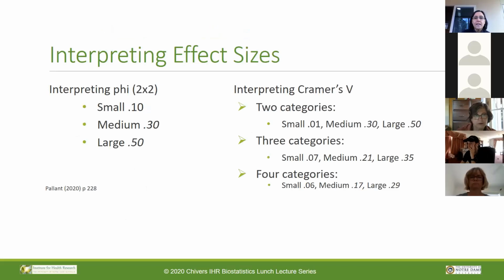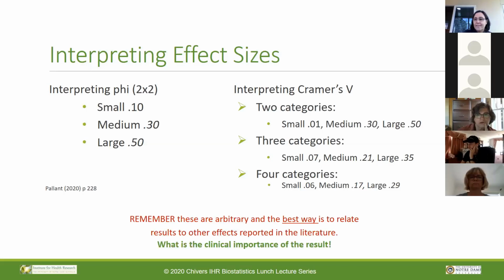Again, interpreting effect sizes, these are based on Pallant. And you can see I've given you some measures, phi for small, medium, large, and you'll note that's very similar to correlation. But on the right-hand side, you will see for interpreting Cramer's V that they actually change depending on how many categories are in your contingency table. And they're the guidelines that Pallant uses as an example. Again, these are arbitrary. They need to be evaluated in the context of your results. Are they clinically important and are they relevant?